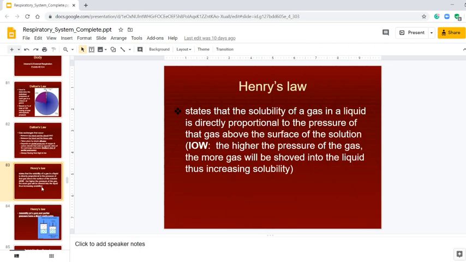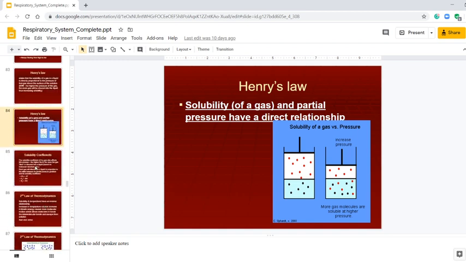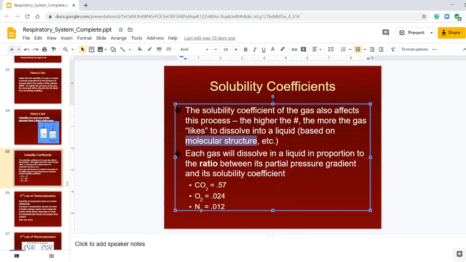When we get to Henry's law, we talk about the solubility of a gas being able to go into a liquid, which is based on pressure, right? If we increase the pressure, we drive more stuff into the solution. If the pressure is not as great, then the tendency is that it will not have as much dissolved into it. Okay, and then we get into the solubility coefficient. Basically, the molecular structure of these gases lends itself to being readily soluble or not as soluble.